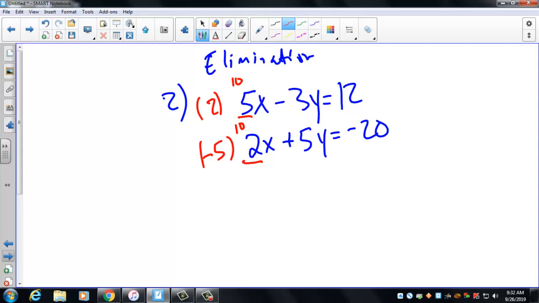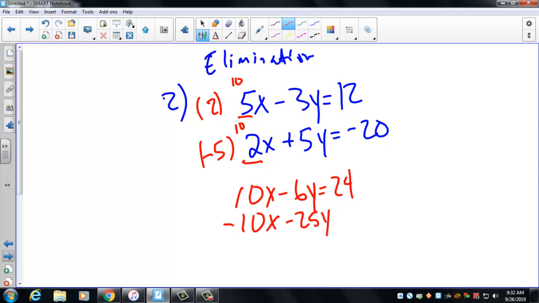Okay? Multiplying the top equation, we get 10x minus 6y equals 24. Negative 10x minus 25y equals 100. Do we agree? Yes. Adding straight down, these go away. This is negative 31y equals 124.